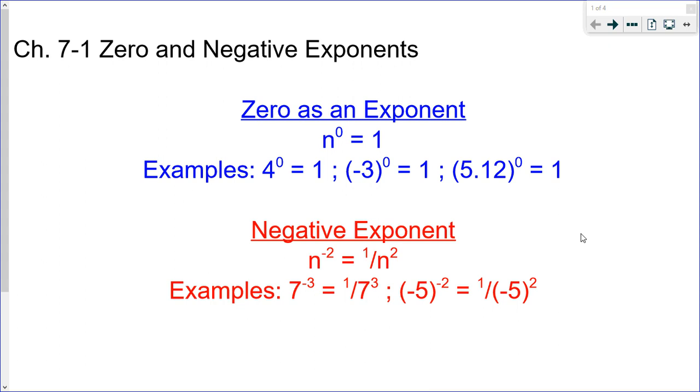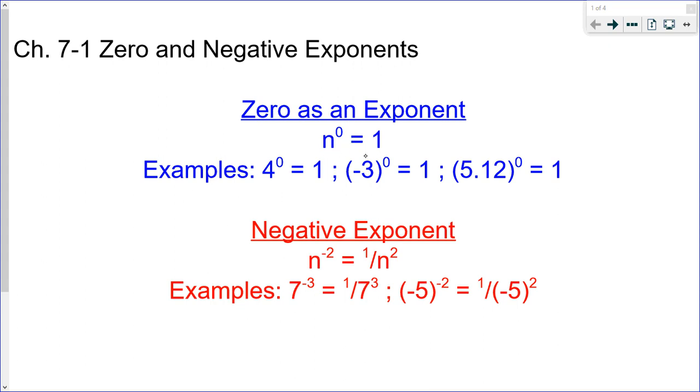This lesson is on zero and negative exponents. It shows you how to handle a power with an exponent of 0 and a power with an exponent that's negative. So let's start with 0 as an exponent. Anything with an exponent of 0, doesn't matter what the base value is. Remember, a power is made up of a base and an exponent. So this is n to the 0th power.